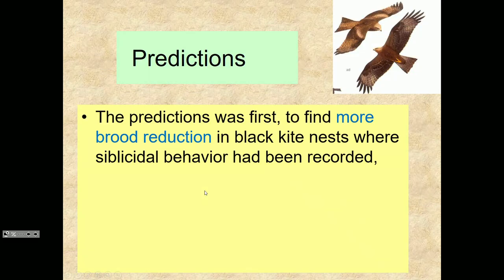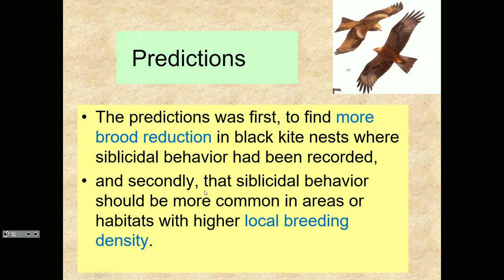So the predictions from this study were to find more brood reduction in black kite nests where we have seen siblicidal behavior, and secondly, that this should be more common in areas with a higher local breeding density. That was our predictions.